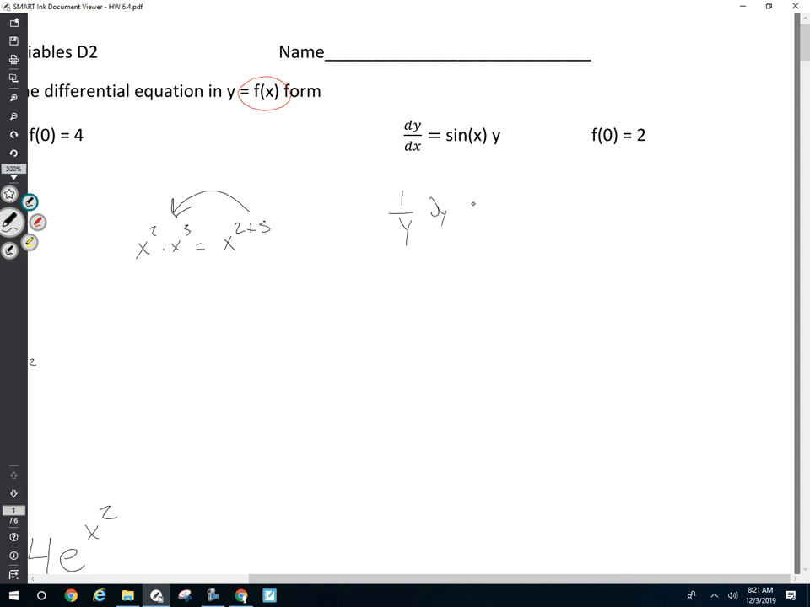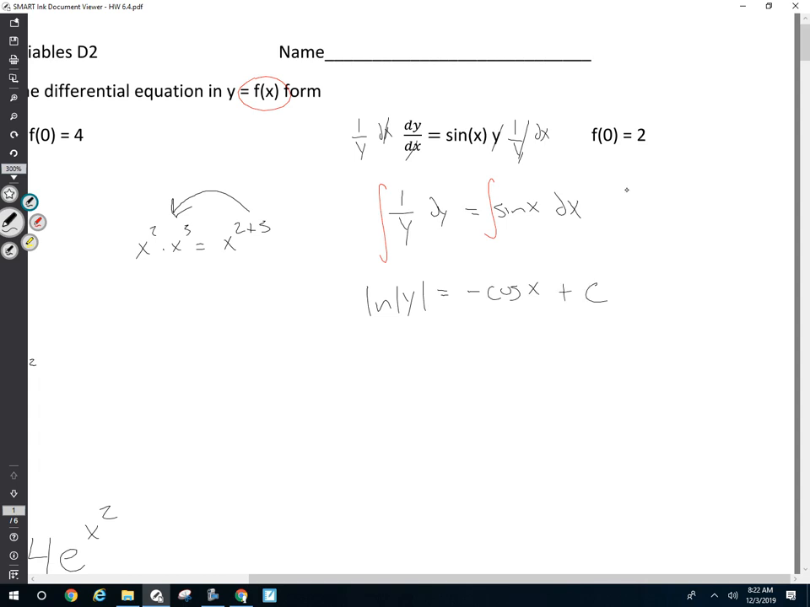Similar beginning, divide by y, multiply by dx. And then take the antiderivative of both sides. I'll get log absolute y equals negative cosine's derivative is positive sine plus c.